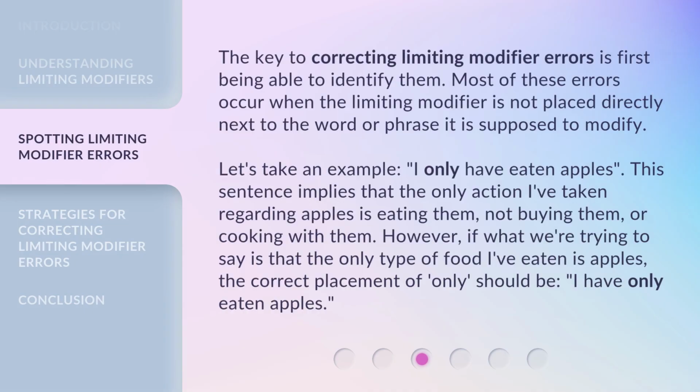The key to correcting limiting modifier errors is first being able to identify them. Most of these errors occur when the limiting modifier is not placed directly next to the word or phrase it is supposed to modify. Let's take an example. "I only have eaten apples." This sentence implies that the only action I've taken regarding apples is eating them, not buying them, or cooking with them. However, if what we're trying to say is that the only type of food I've eaten is apples, the correct placement of only should be, "I have only eaten apples."